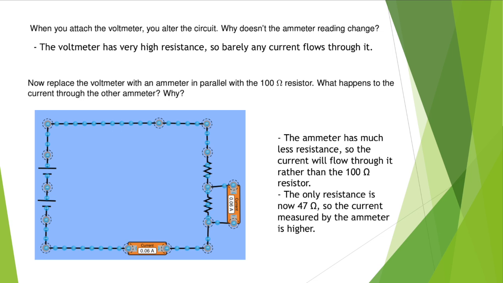When you attach a voltmeter, you alter the circuit. Why doesn't the ammeter reading change? This is because the voltmeter has high resistance, so barely any current flows through it, and instead the current continues as before. Now replace the voltmeter with an ammeter in parallel with the 100 ohm resistor. What happens? The ammeter has much less resistance than the resistor, so the current will flow through it instead. The only resistance now is 47 ohms, so the current measured by the ammeter is higher.